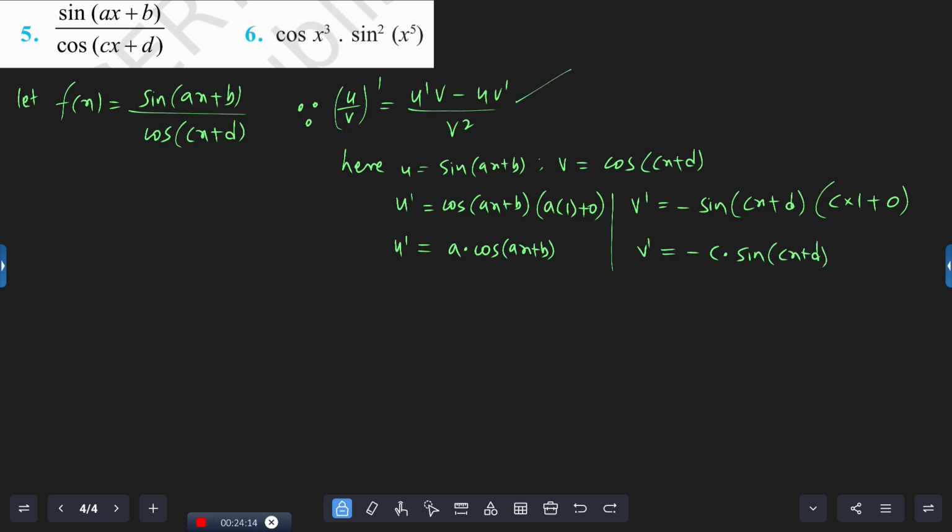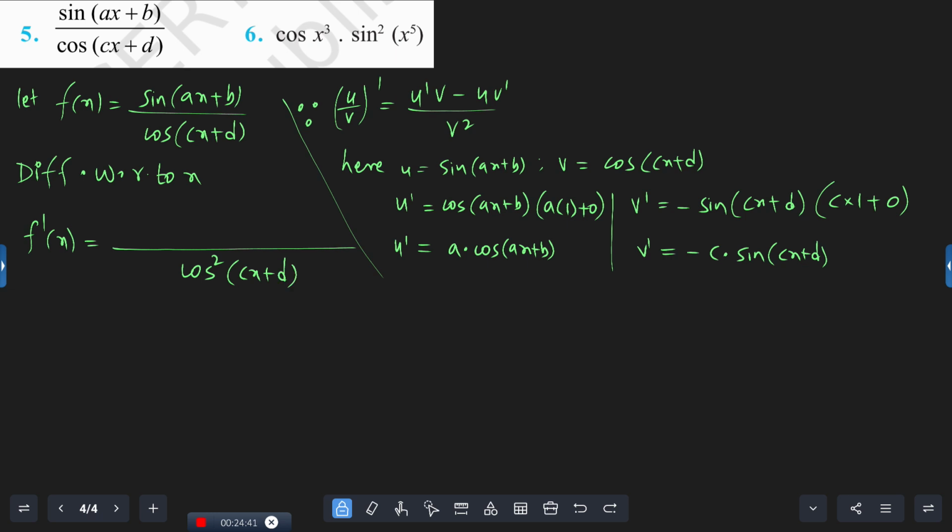Now we will be applying it in the formula. Very simple. Differentiate with respect to x on both sides. So f dash of x is equal to the whole divided by the denominator, which is v square. V is cos, so we have to square it: cos square of cx plus d. Then u dash, which is a into cos ax plus b, into v, which is cos of cx plus d.